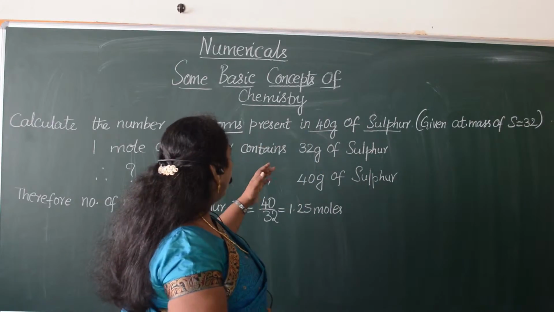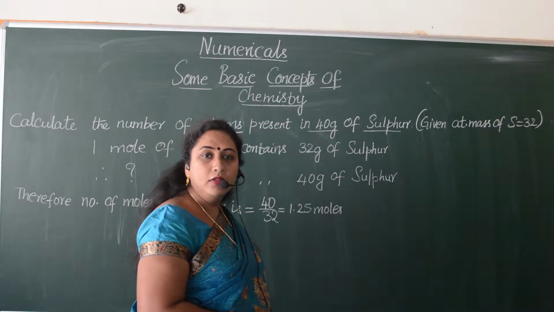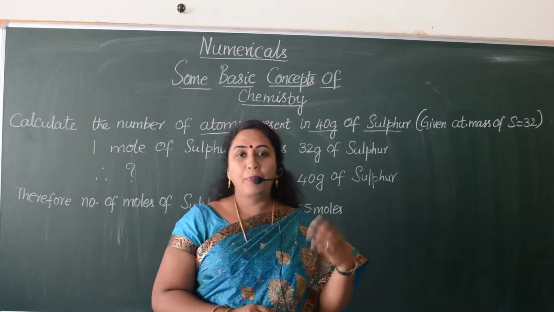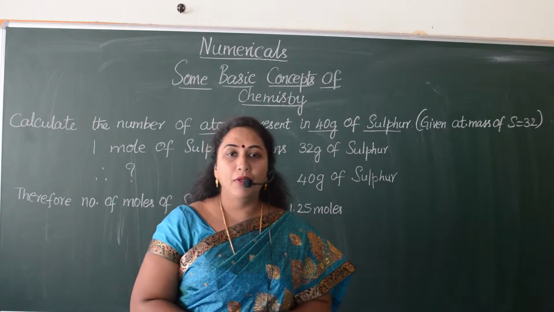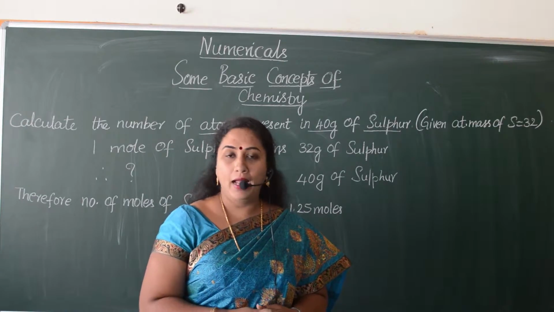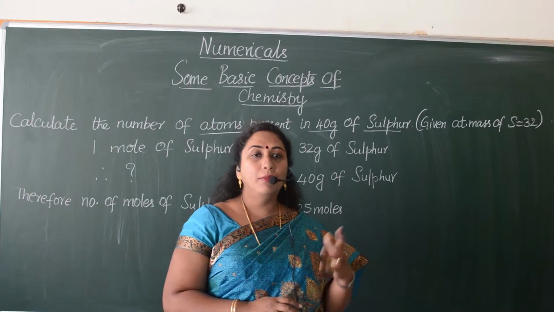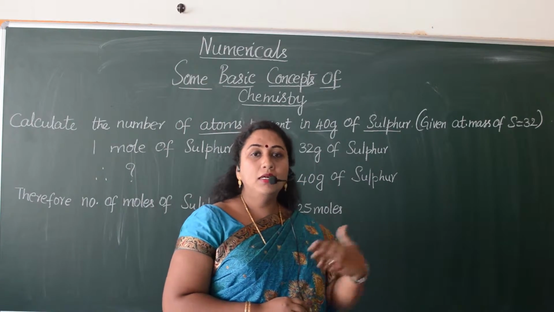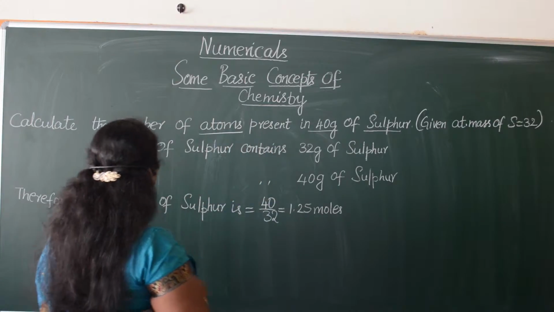So in this problem we are supposed to find out the number of atoms. To find the number of atoms, first we should find the number of moles, and then multiply it with Avogadro number of atoms. We will get the total number of atoms present in 40 grams of sulfur. This is the line of thinking with which we can solve it.